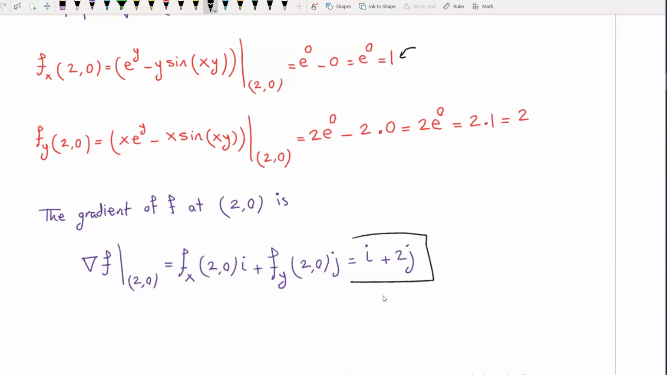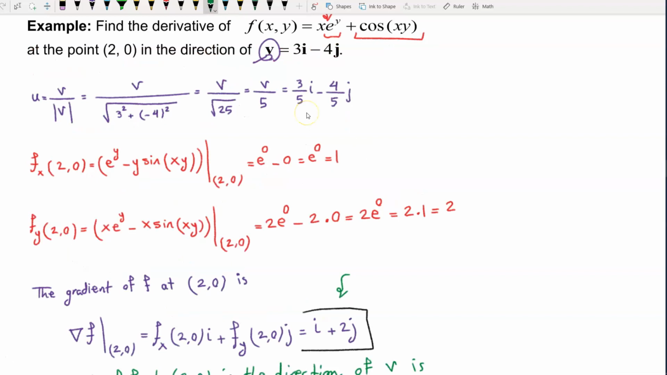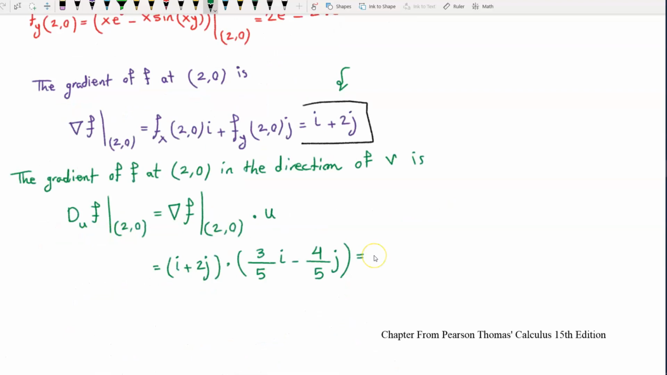So here we had 1 times i plus 2 times j. The gradient of f at this point (2, 0) in the direction of v is equal to, based on what we had here for the gradient of f, i plus 2 times j multiplied by the unit vector u, which is 3 over 5 i minus 4 over 5 j. So this is equal to 3 over 5 minus 8 over 5, which is equal to negative 1.